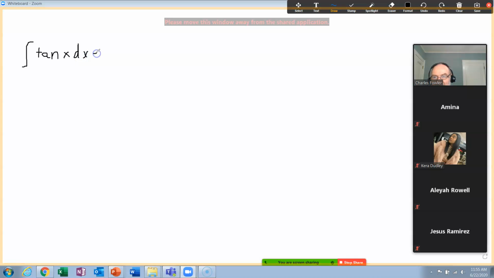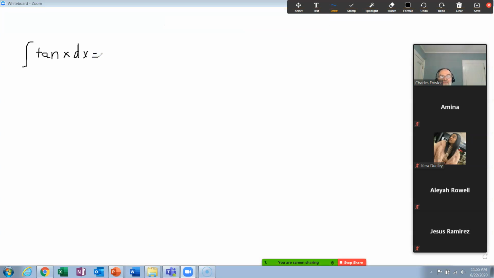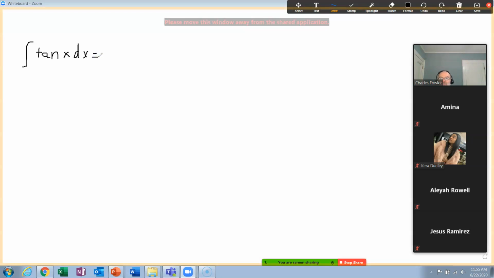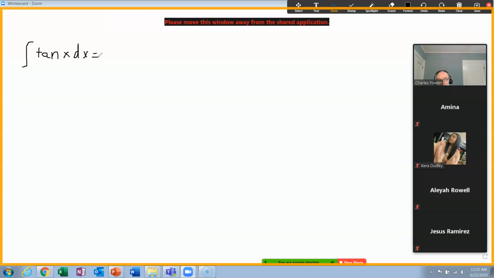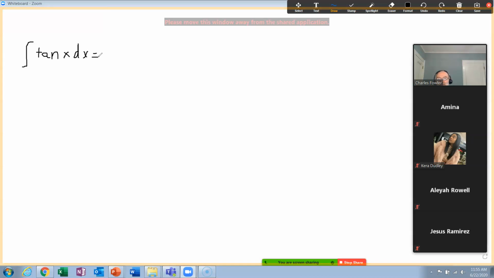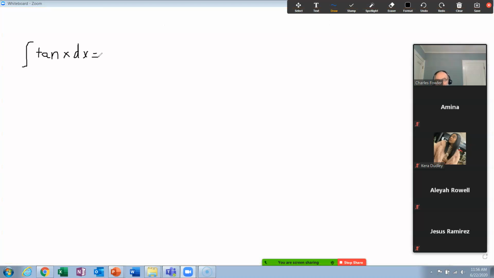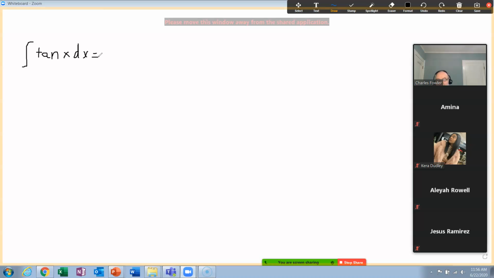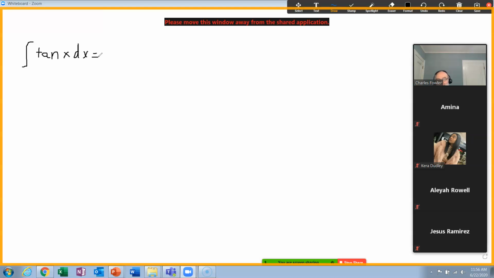Okay. Now, first you ask yourself, is there a function whose derivative is tangent x? If there is, we've got it knocked. And the answer is no, there's not. Derivative of sine is cosine. Derivative of cosine is minus sine. Derivative of tangent is secant squared. Derivative of cotangent is minus cosecant squared. Derivative of secant is tangent x secant x. And derivative of cosecant is minus cotangent x cosecant x. No, there are no derivatives of any of your trig functions that come out being a tangent x alone.